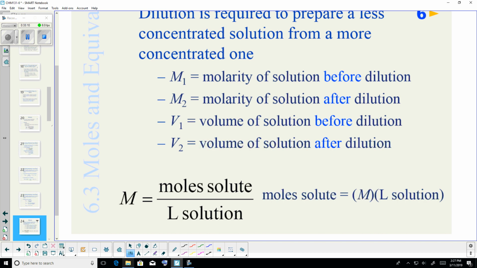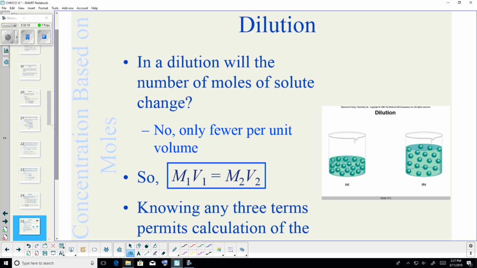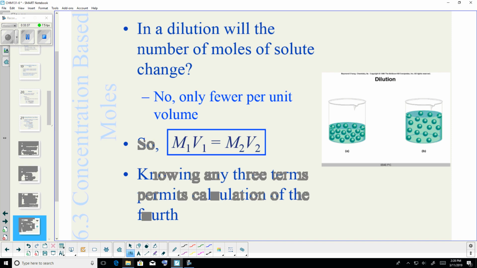And remember, molarity is moles divided by liters. So to do dilution, we don't change the number of moles, we just change the amount of solvent. We just add more solvent. So M1 V1 is equal to M2 V2. So knowing any 3 of those 4 terms, you can calculate the 4th. Okay. It's not any different than when we did titrations. Well, you didn't do titrations here. Okay, we haven't got that far yet.